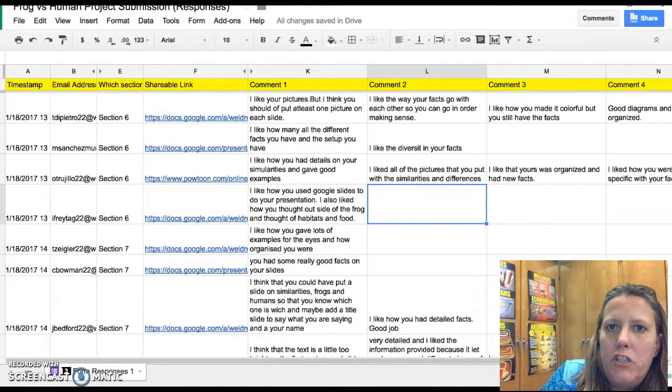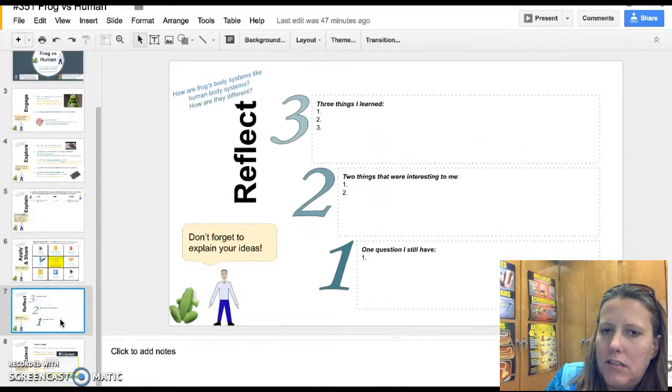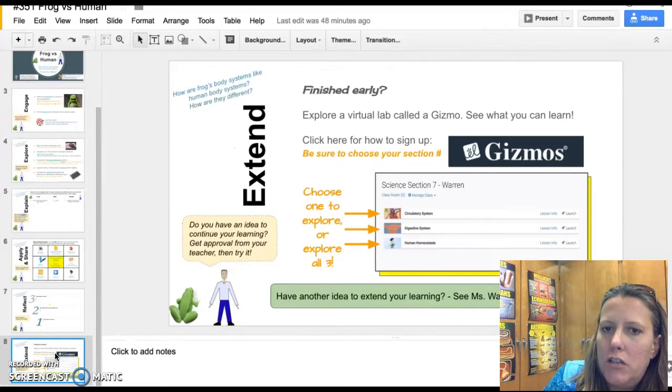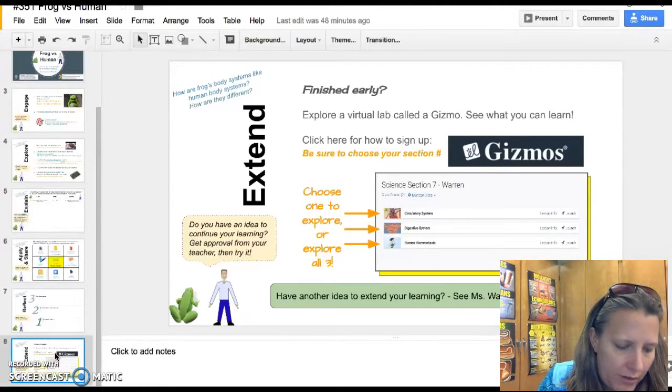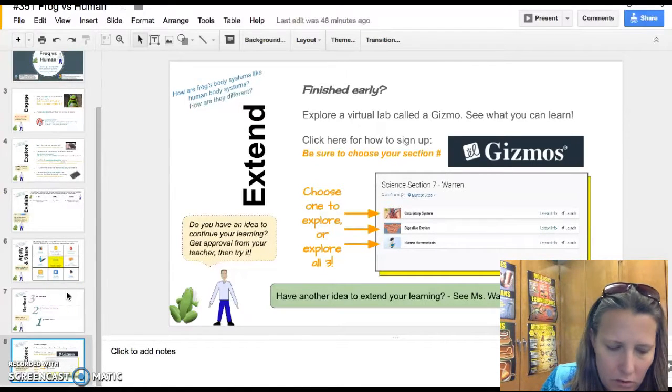And then we finished up with a 3-2-1 reflection that they typed right on the slide. If anybody was done early, there was some extra credit kind of stuff for them to do, and then we turned it into Google Classroom. So I saw the stuff they wrote on these slides, but everybody saw everybody else's projects, which is pretty cool.